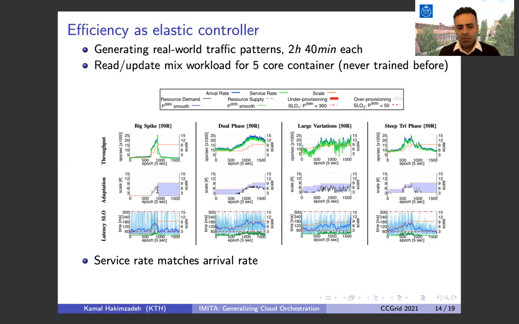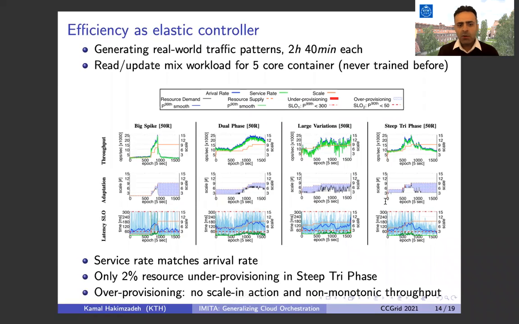So in summary, the service rate matches the arrival rate very much all the time. We only have 2% of a unit of resource, 2% of a container, under provisioning in the steep phase in the last one. And we have over provisioning because we didn't implement a scale-in action, and that was for some practical limitations that Cassandra had, and also because the workload throughput is non-monotonic all the time. As we add more resources, we don't necessarily get more throughput.